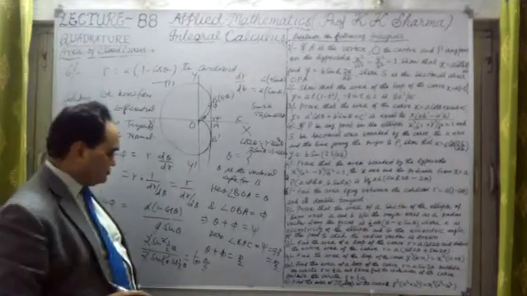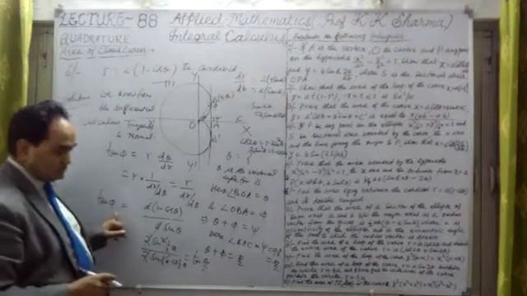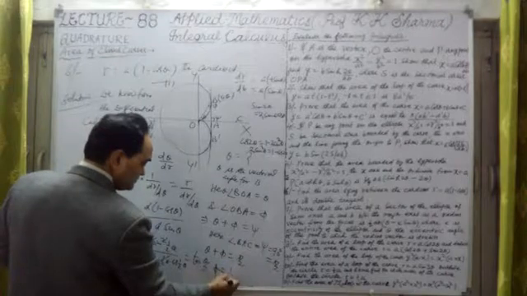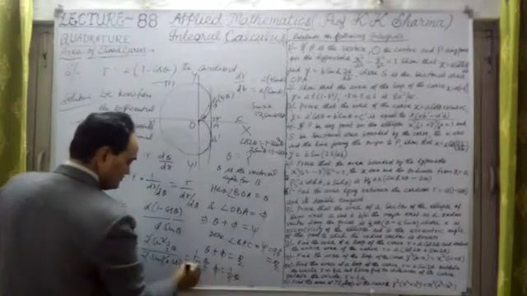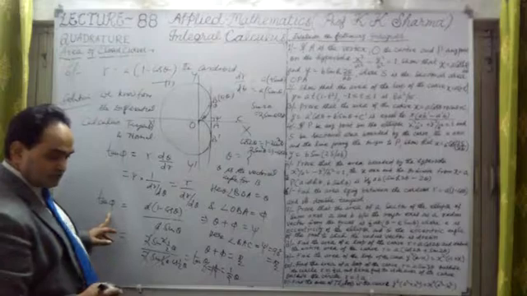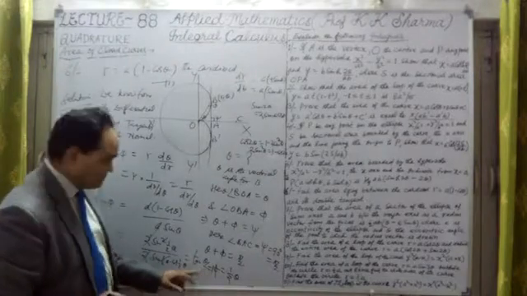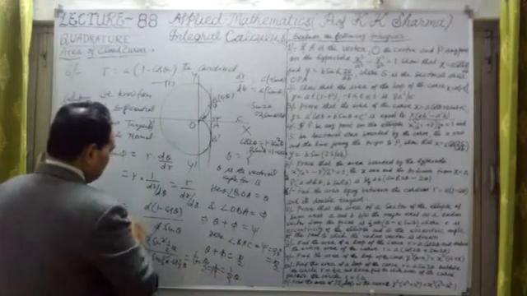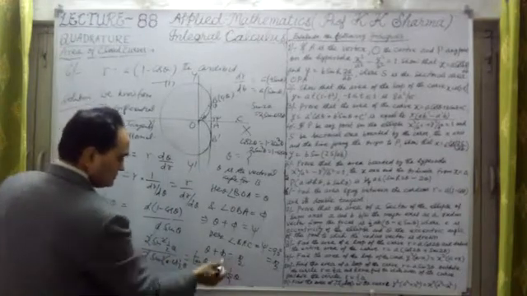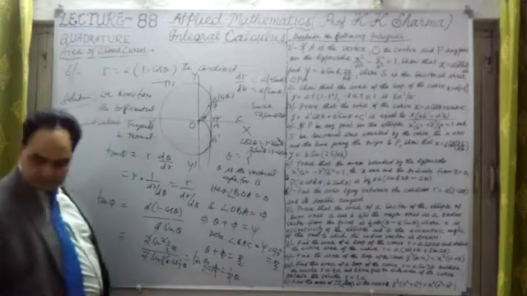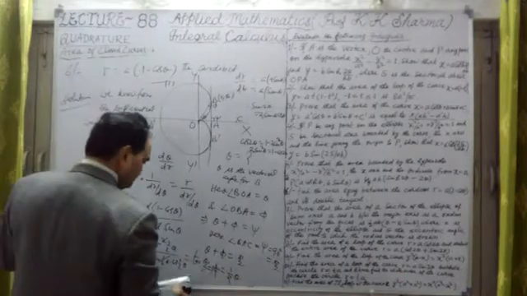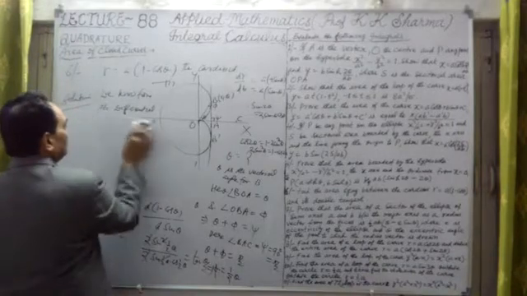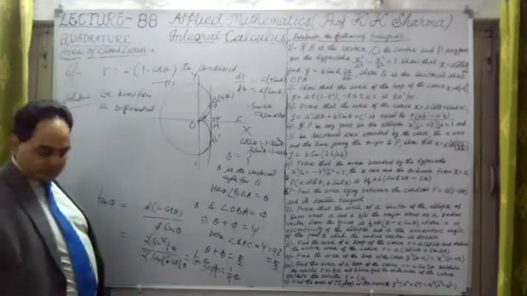What do we want to find out? The relationship between theta and phi. Since tan phi is equal to tan theta by 2, that means phi is equal to theta by 2. So therefore, the relation between theta and phi we have obtained.